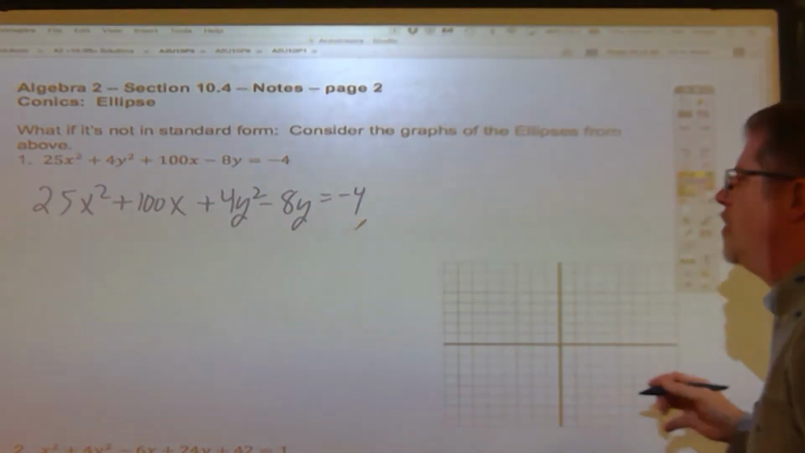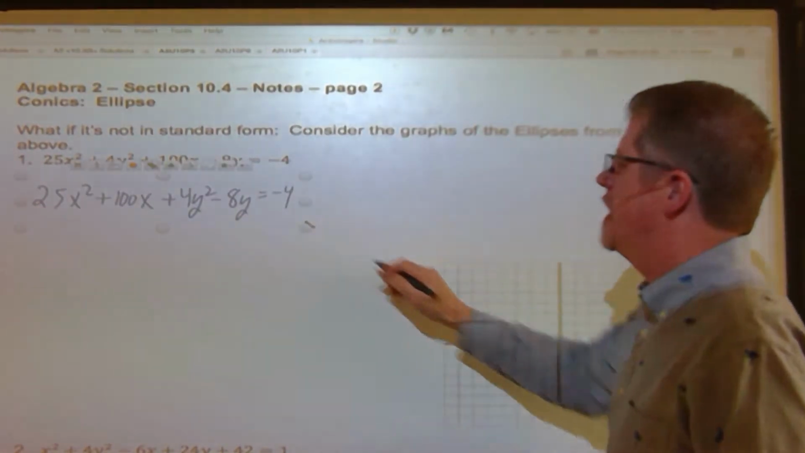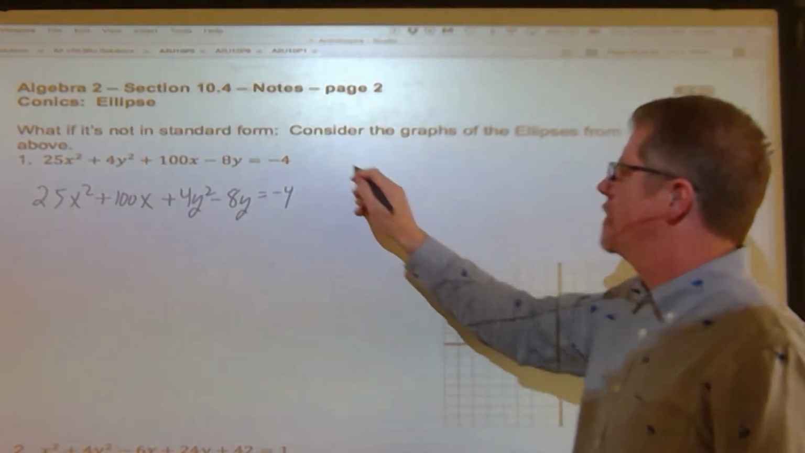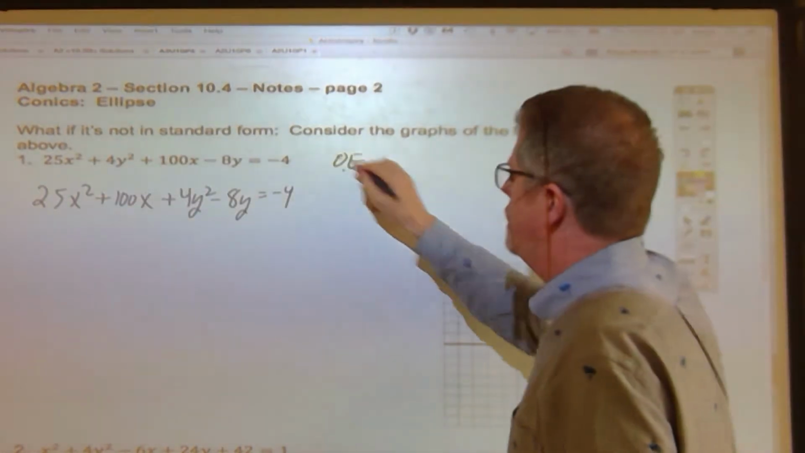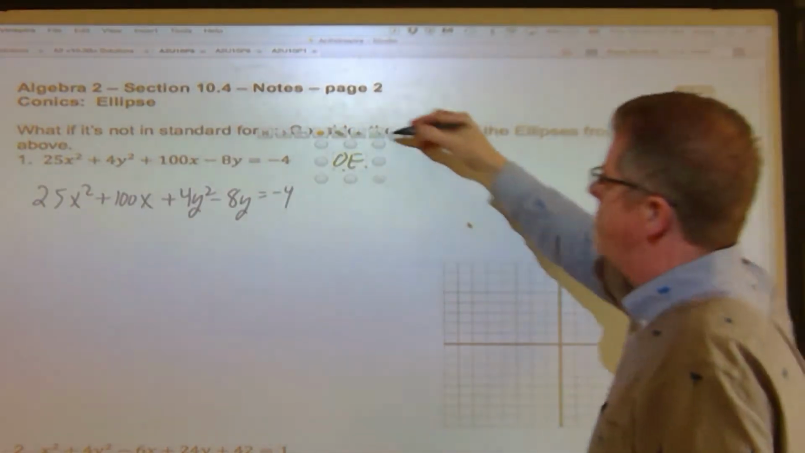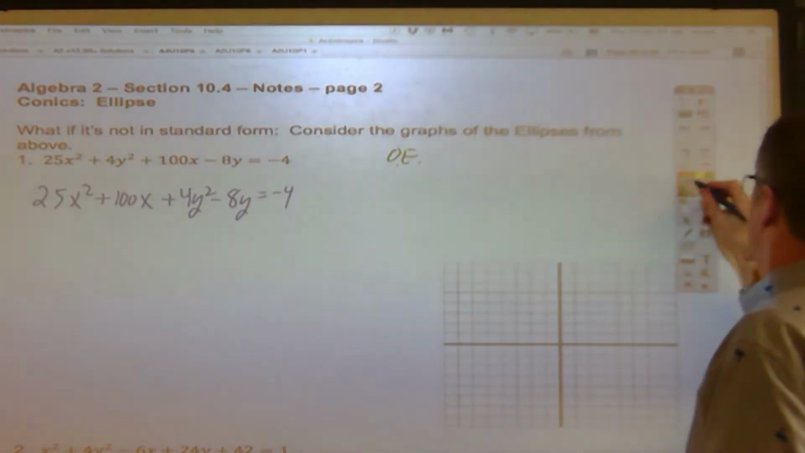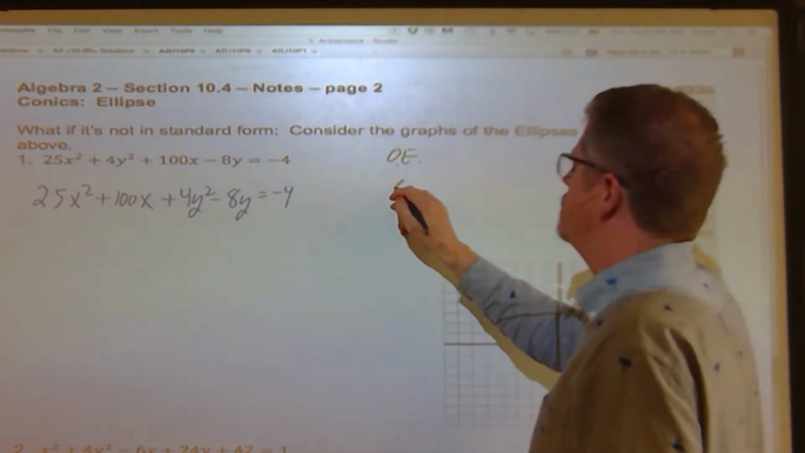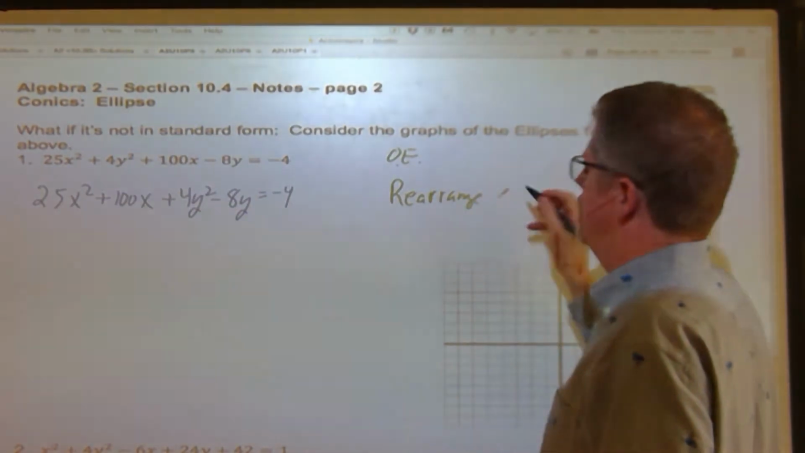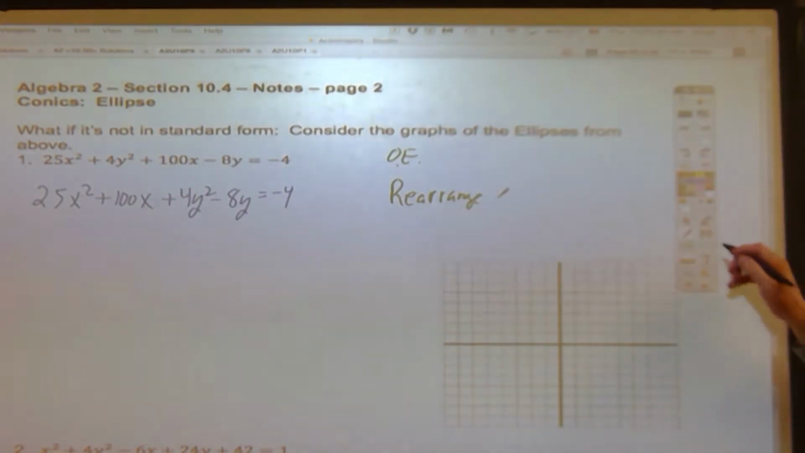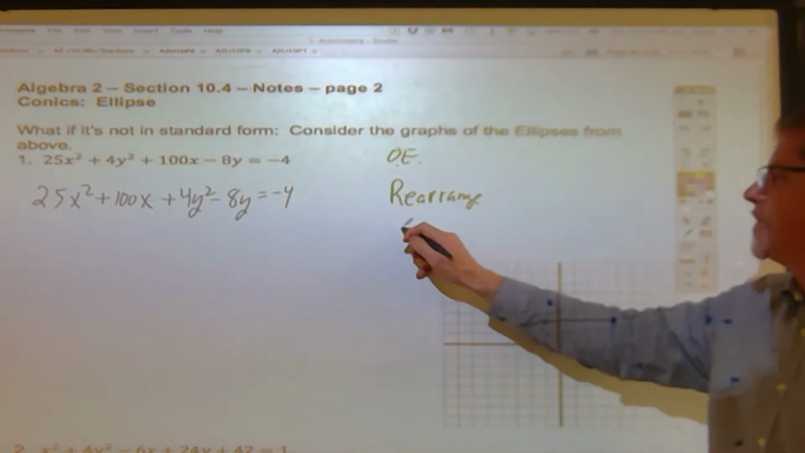You see all I did there was I rearranged the terms so that the x's are next to each other and the y's are next to each other. So this is the original equation, and I really just used the commutative property of addition. I just changed the order. So basically I rearranged the terms. Rearrange. That's all we did. It's no big deal.